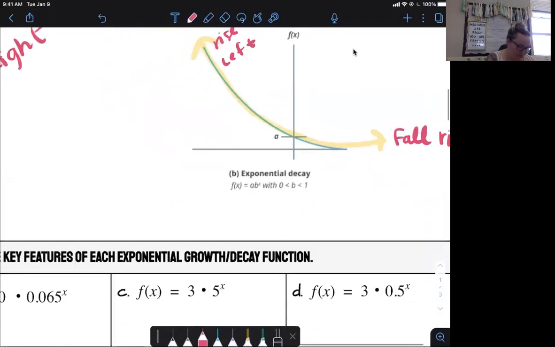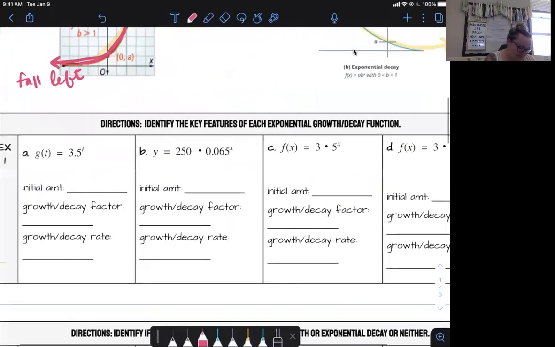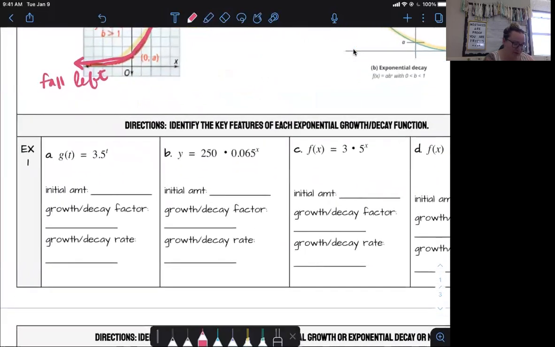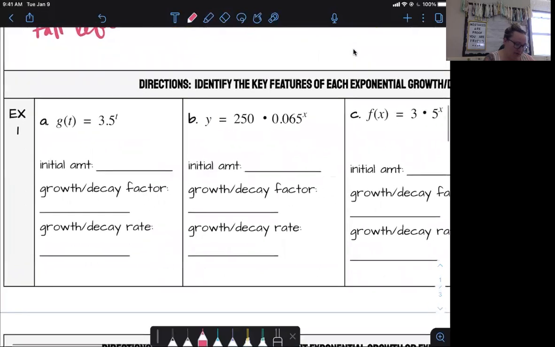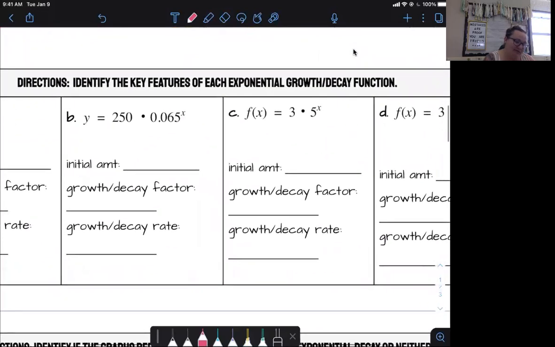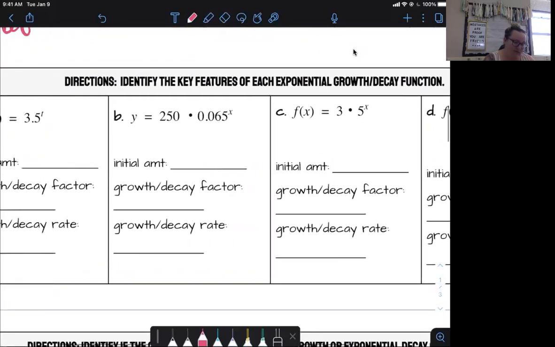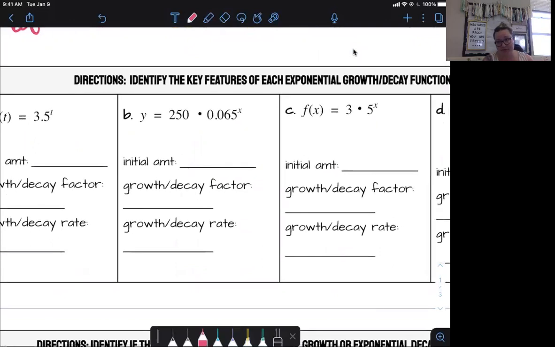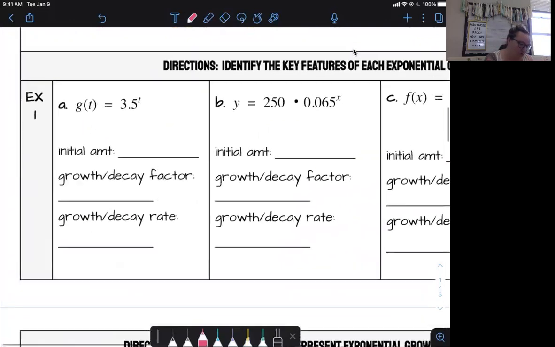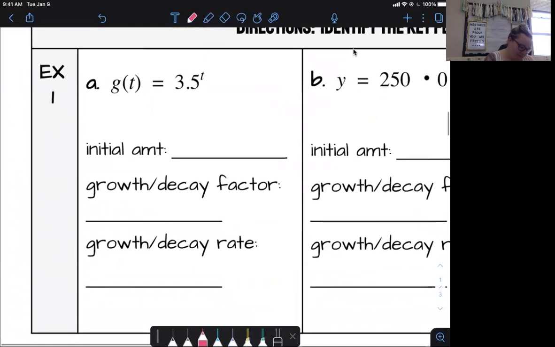All right. So now we're going to decide, for example 1, whether or not each of these equations represents an exponential growth or an exponential decay function. So the way we're going to look at this is, for example 1, part A, g of t is equal to 3.5 to the t. As you can see, our variable is an exponent, so we have an exponential growth or decay model here.